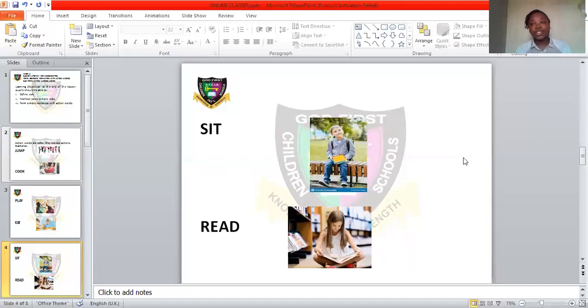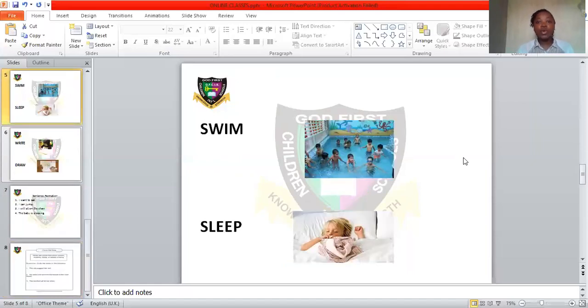The verb in her action is read. Let's go to our next example. We have swim. The children are swimming. They are carrying out an action, and the action they are carrying out is swimming. So the verb in their action is swim.